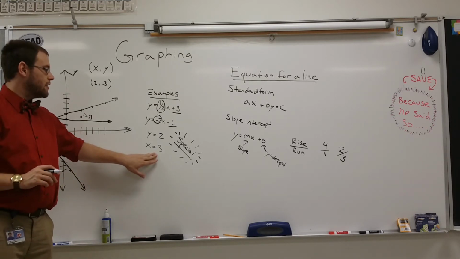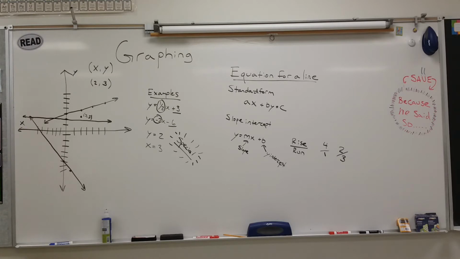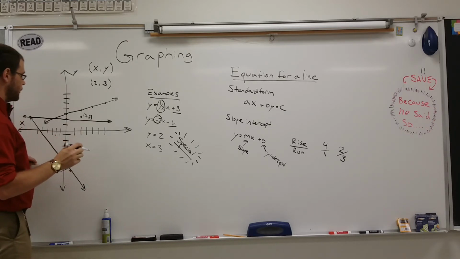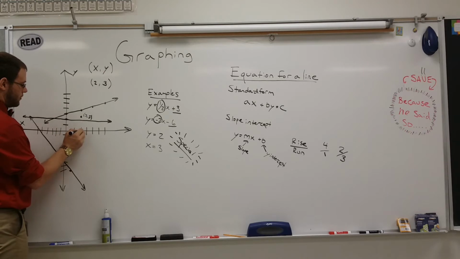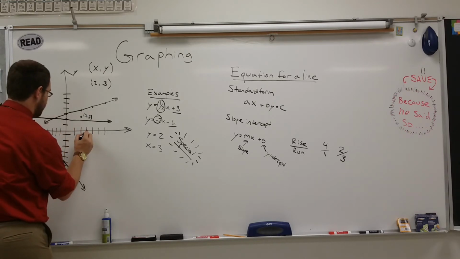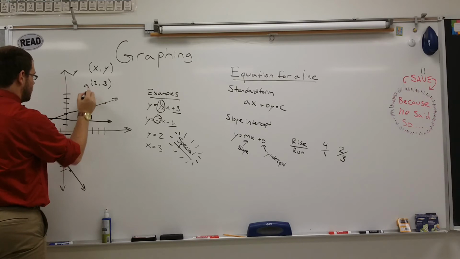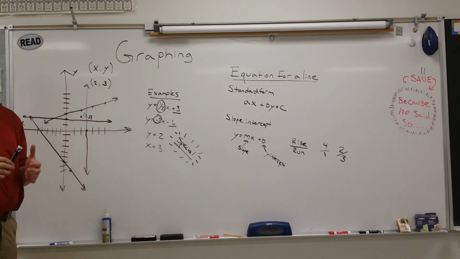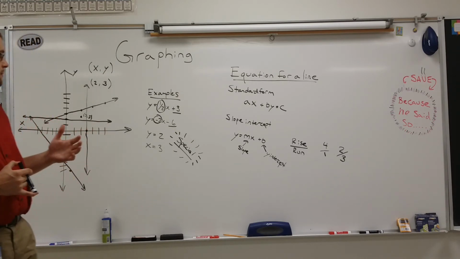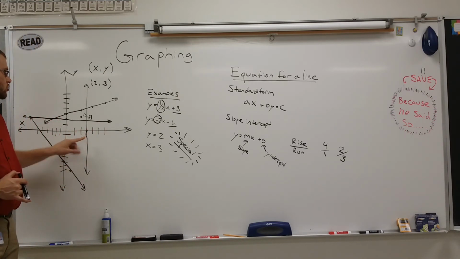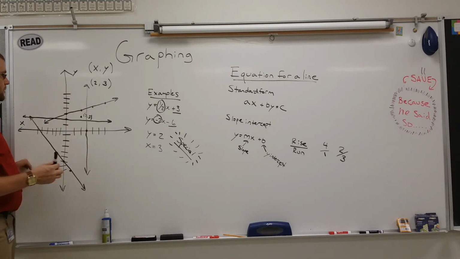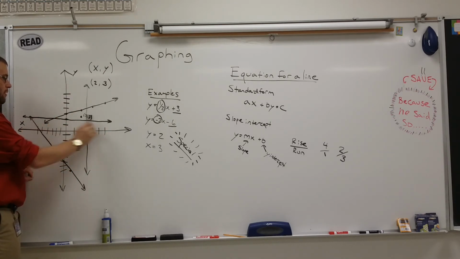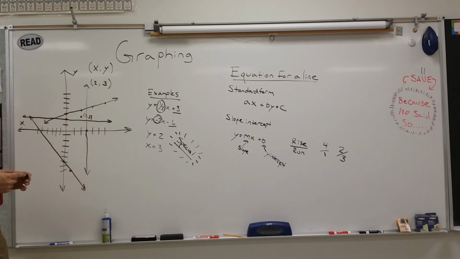For x equals 3, that changes things. The slope becomes what's called undefined, which means it'll become a vertical line. So you're going to go over 3, and you'll make a vertical line. Those are the 2 special cases that come with graphing lines. If you have x equals something, you're going to find that value on the x-axis and draw a vertical line there. If you have y equals something, you're going to find that number on the y-axis and draw a horizontal line there.